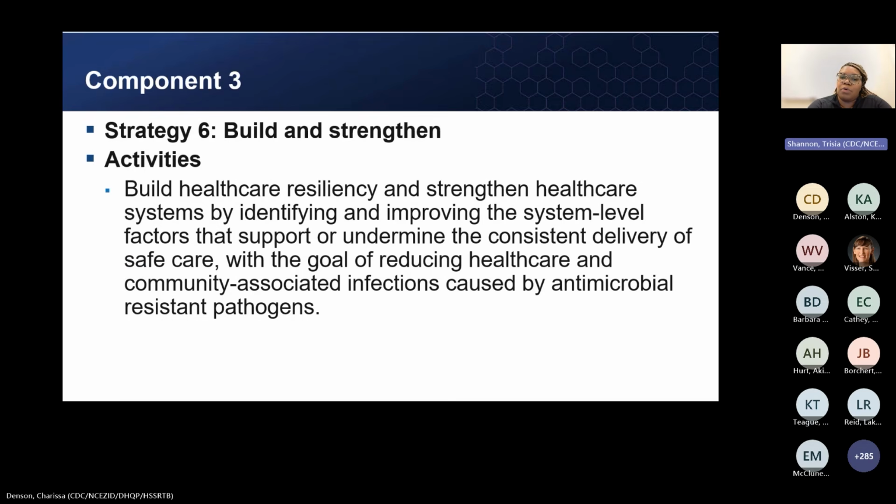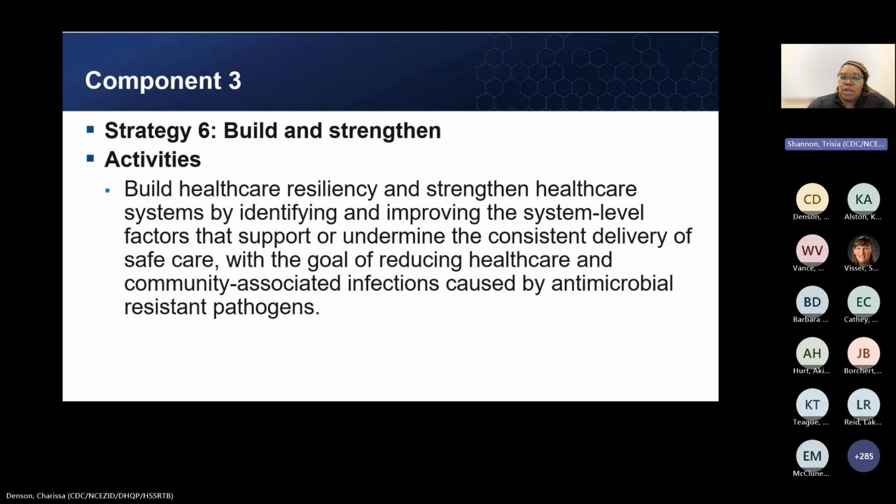Strategy 6 focuses on improving the systems and environments where care is delivered. Through this strategy, potential applicants will support efforts to strengthen healthcare resiliency by identifying and addressing system-level factors that influence consistent delivery of safe care. This may include activities that help healthcare organizations improve processes, strengthen infection prevention practices, or address barriers that contribute to healthcare-associated infections or antimicrobial resistance. The goal is to create stronger, more resilient healthcare systems that can better prevent infections, improve patient safety, and reduce the impact of antimicrobial pathogens.